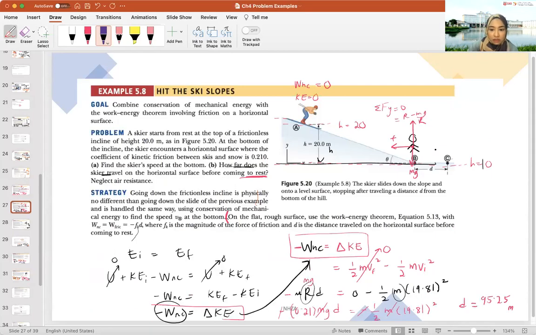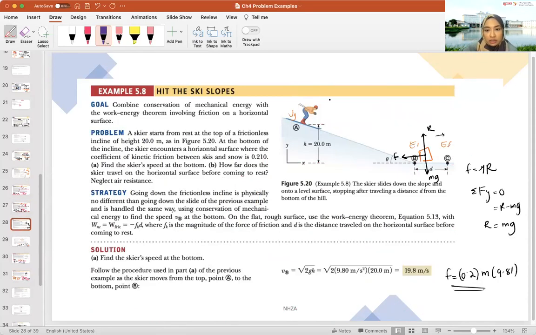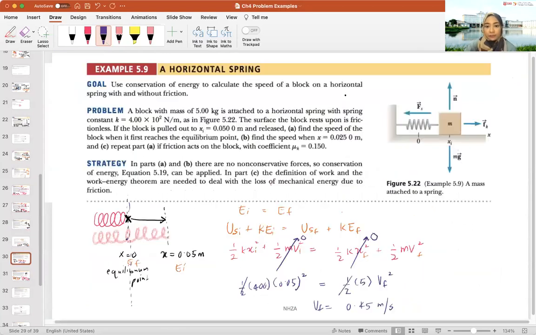Kat sini pun kita start kat sini from 0. KE equals to 0. Motion has not started. Mana lagi? This one, KE equals to 0. We have not started the motion. So kebanyakan situation akan start with KE equals to 0 lah. Okay, I'm just trying to point that out to you guys.